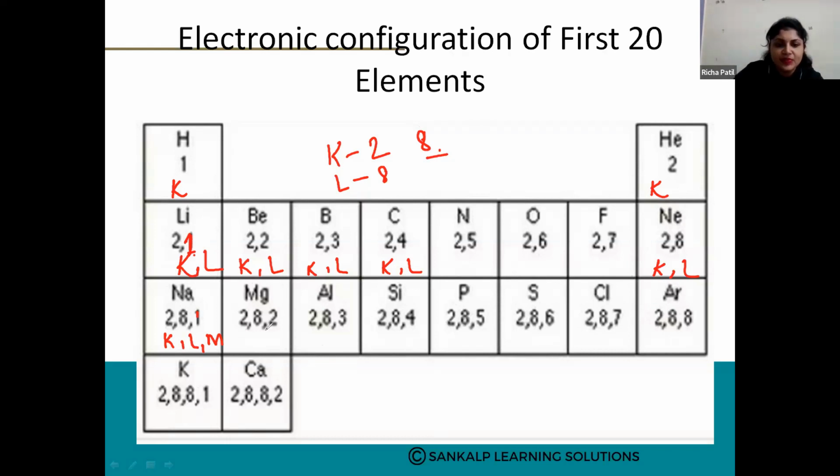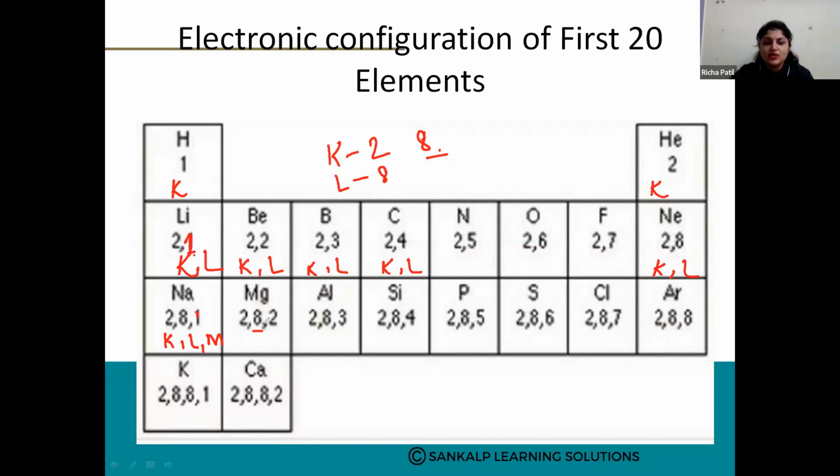You just see, after filling, why is it stopping at 8? Because it is completing its octet. Do you know what an octet is? Octet means it wants to be in a stable form. Whenever the electrons are filled, it wants to be in stable form, so it will not take the next electron. The next electron will go to the next shell.